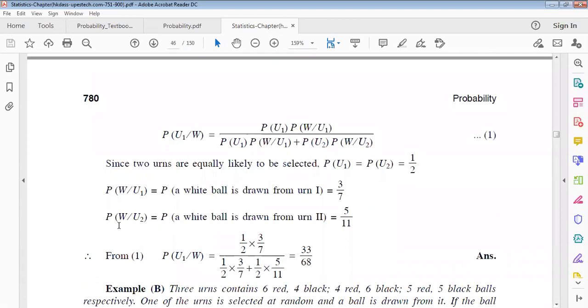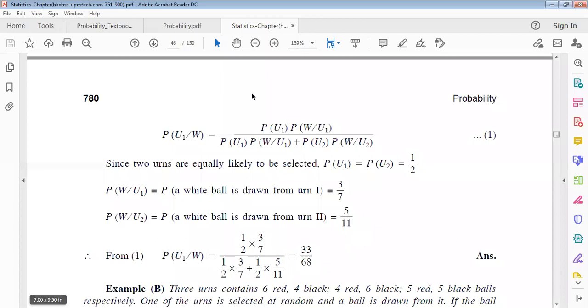Another, the probability of a white ball when it comes from the second urn, that is, the probability that a white ball is drawn from the second urn. In the second urn, how many white balls? 5, and the total balls will be 11. This is why the probability, favorable sample space divided by total sample space, is 5 by 11.